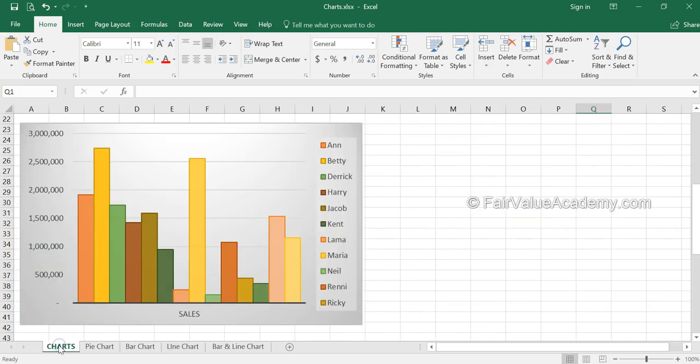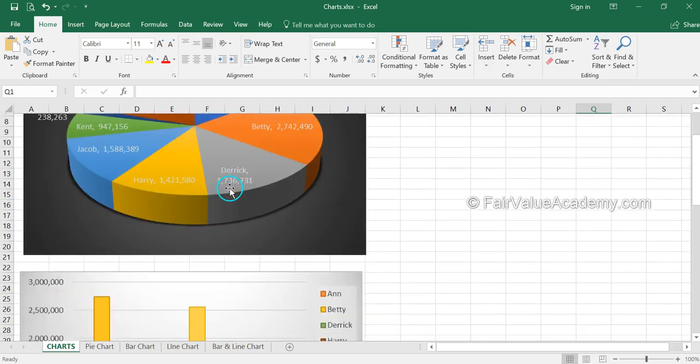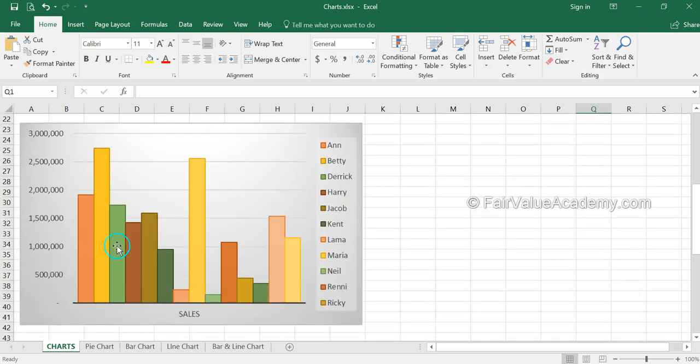We are going to discuss 4 types of charts in this particular module. Number 1 is the pie chart, which basically represents the position of various elements of your data analysis as compared to the grand total. The second chart that we are going to discuss is a column chart or a bar chart, which again represents various elements of your data, and we can very easily compare one's position to another.